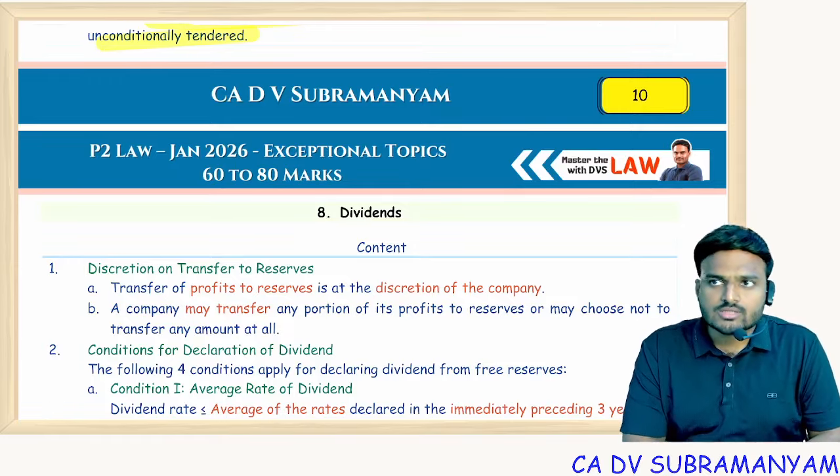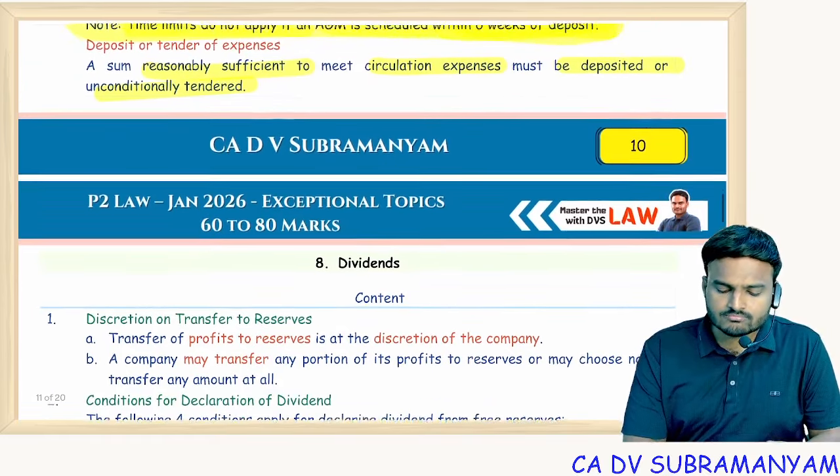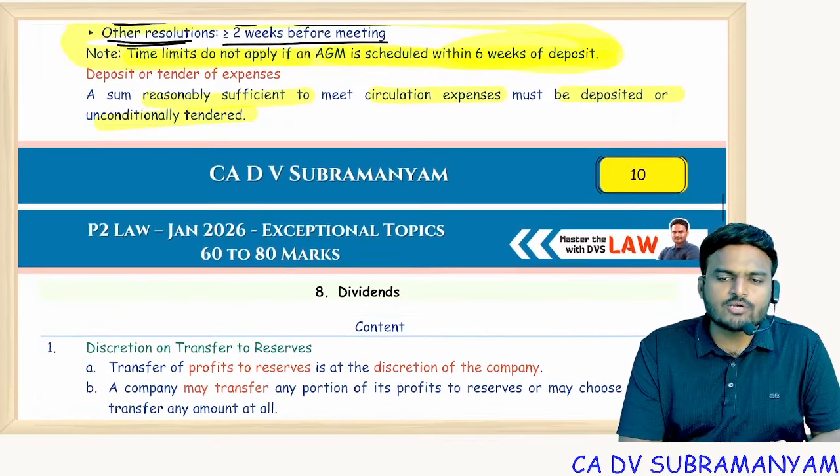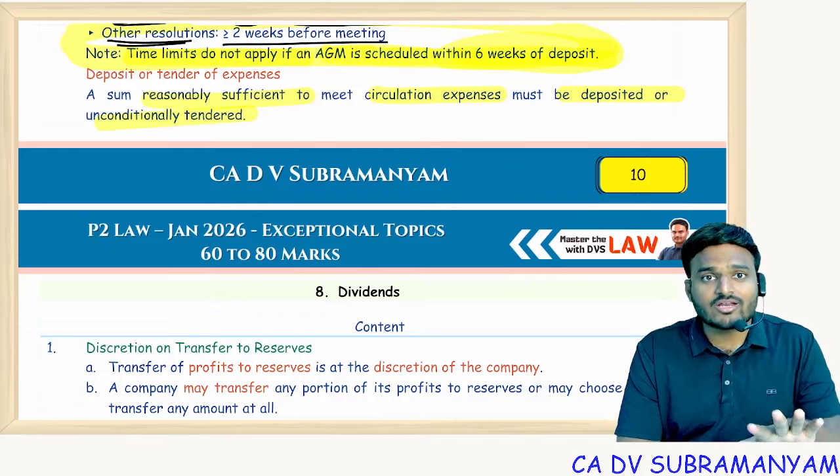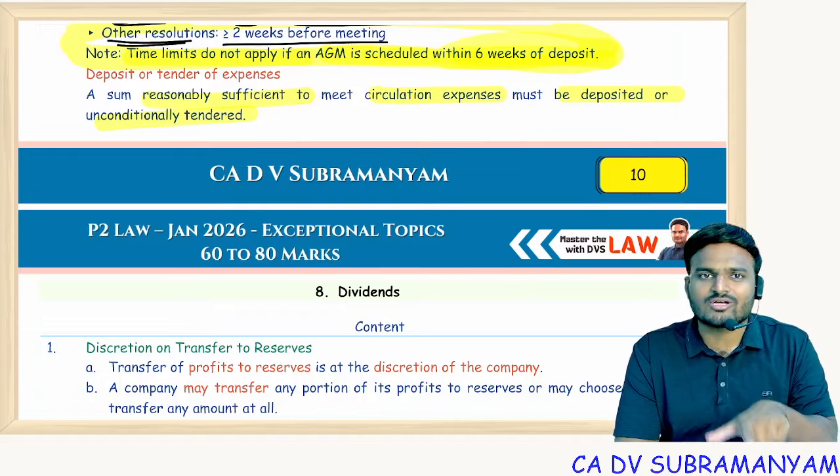So with this, majority, MGT exceptional points I completed. Remaining points are like, special notice, time limits for AGM, that all are routine matters only. Routine matters, that's why I'm not covering here.